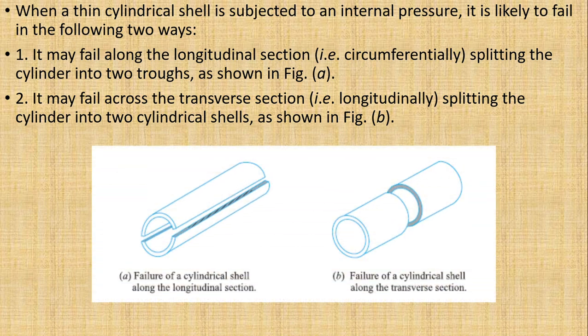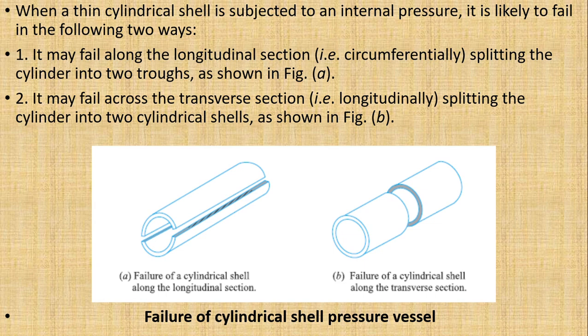in figure B. Here two figures are shown. First, failure of cylindrical shell along the longitudinal section. Second, in figure B is shown failure of cylindrical shell along the transverse section. Thank you.